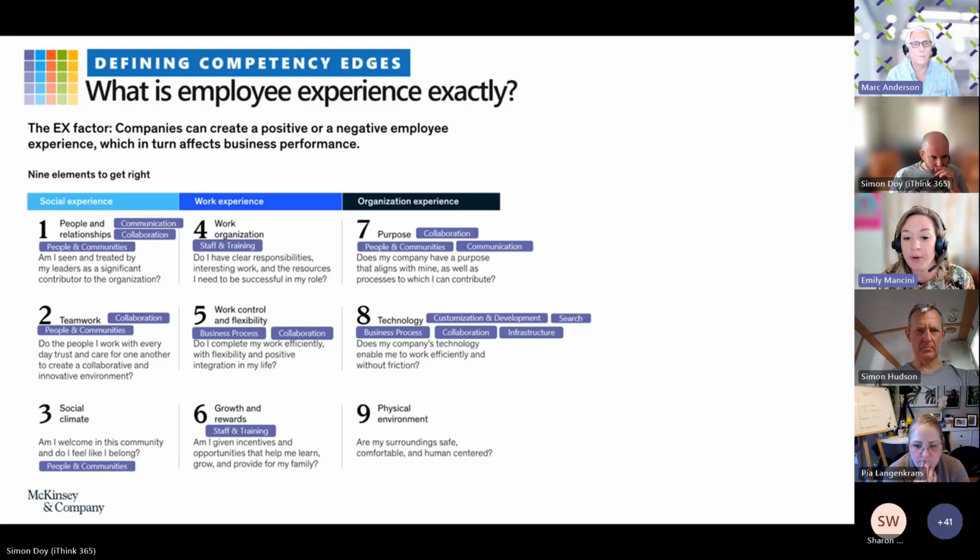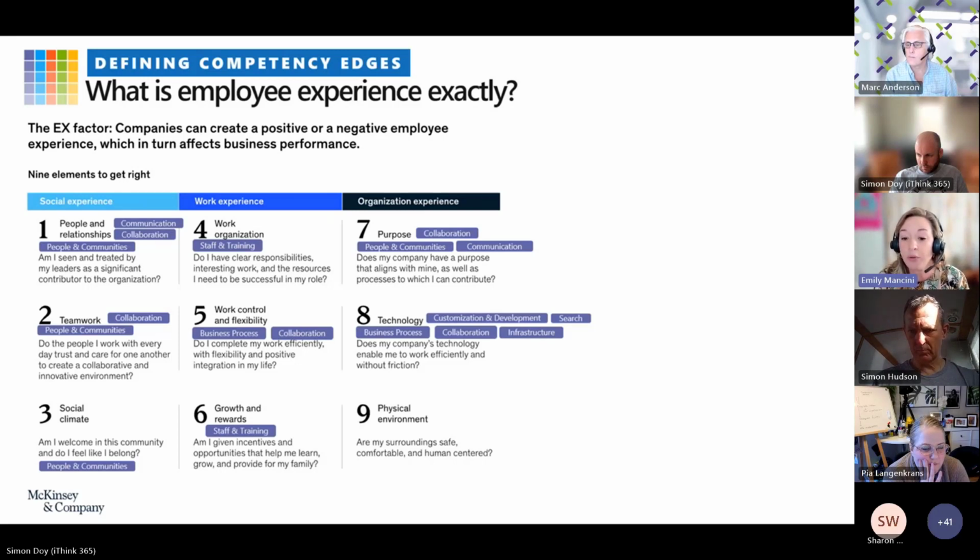In social experience, we're also looking at social climate, where we create a lot of that conversation, especially in our hybrid scenarios, which would sit within that people and community space. Looking over at our work experience, clear responsibilities and resources for you to be successful in your role seems to map very directly to our staff and training. When we look at work control and flexibility of how you can integrate work into your life, we're looking at different ways of collaborating and maturity there, as well as our formalized business processes.